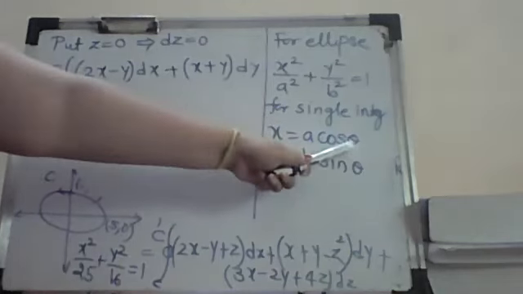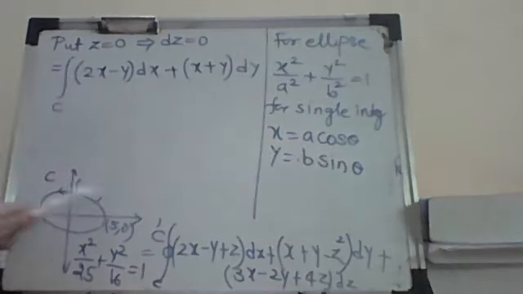So what is the variable here? Theta is varying because I am just covering that particular ellipse. So theta in this case is going to vary from 0 to 2 pi. Theta will take the value from 0 to 2 pi.